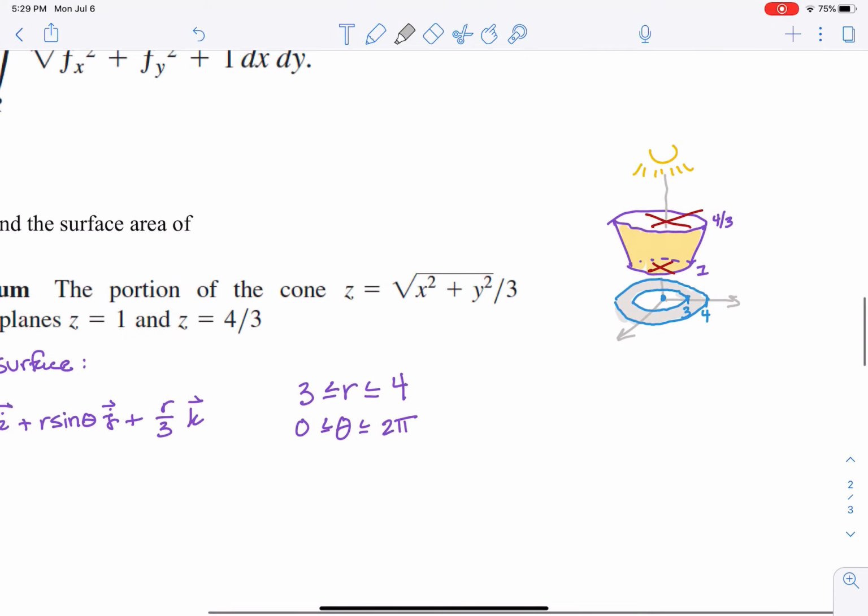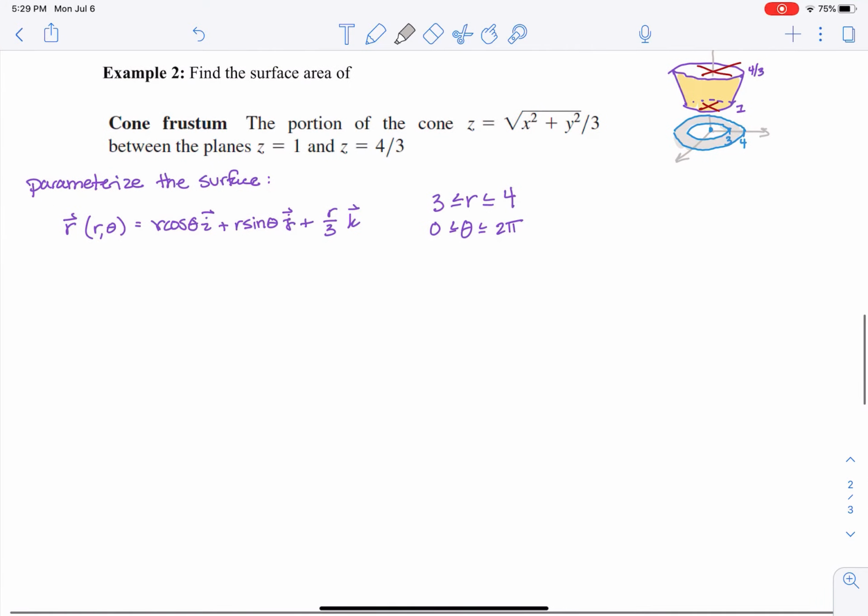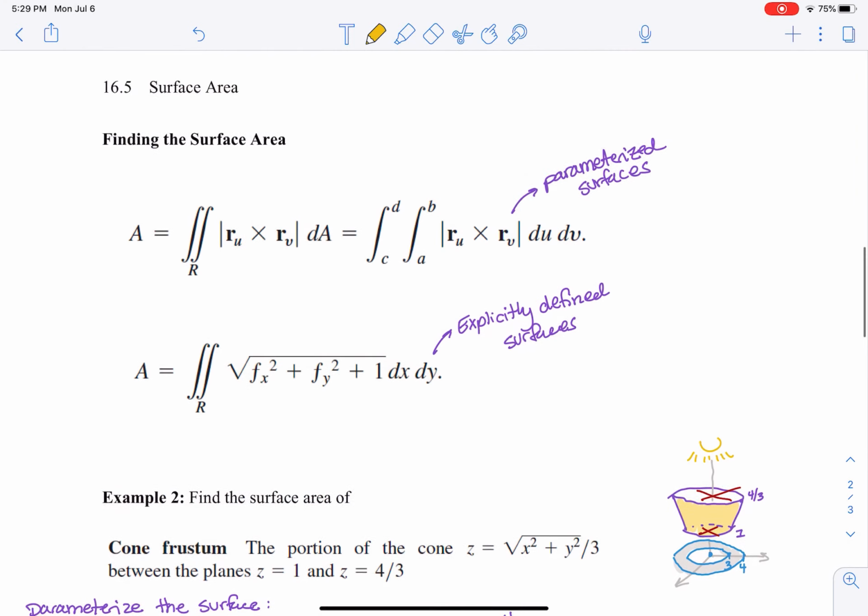Okay, so we have all the setup. Now we know that we're using a parameterized surface, so we're going to use our parameterized equation, this version here. The double integral over the region, where the integrand is the absolute value of the cross product between the two partial derivatives in the u and the v direction. So let's apply that down here.